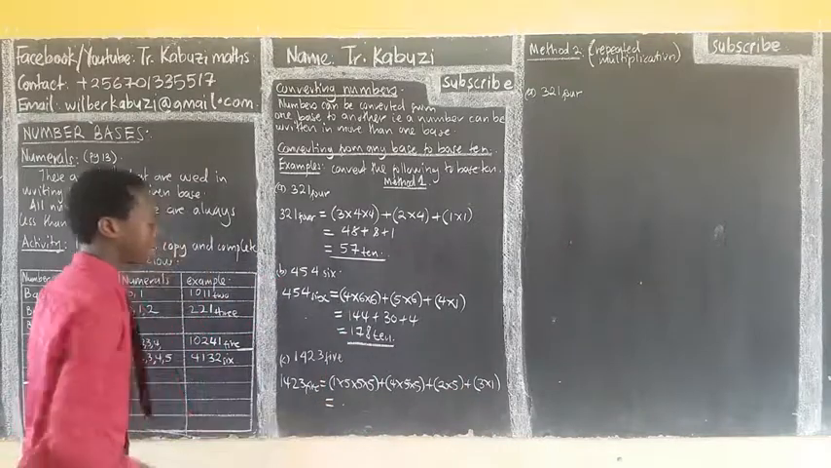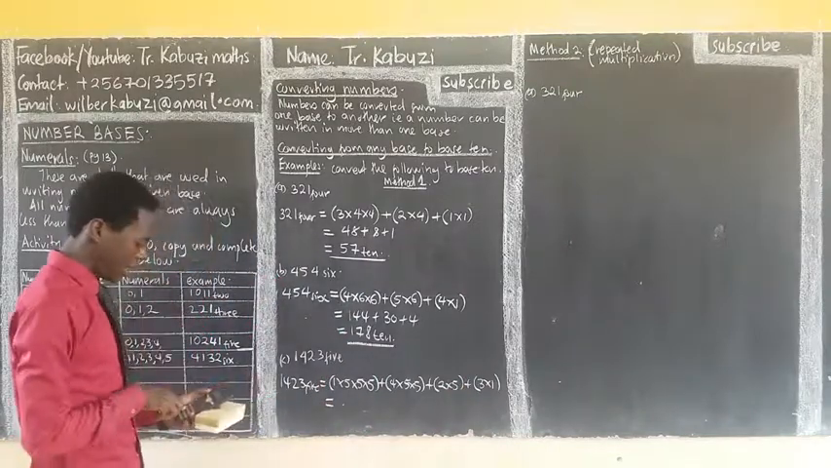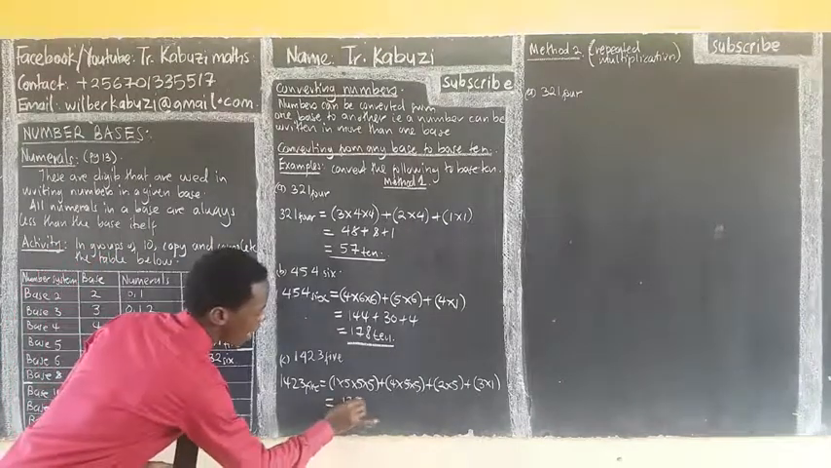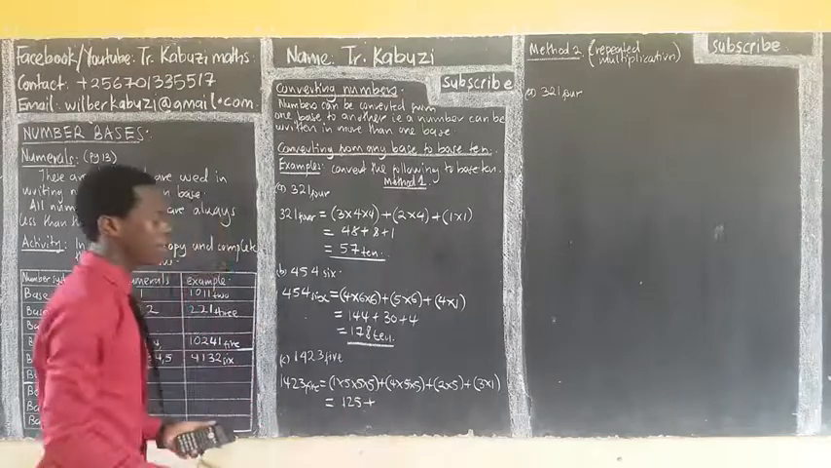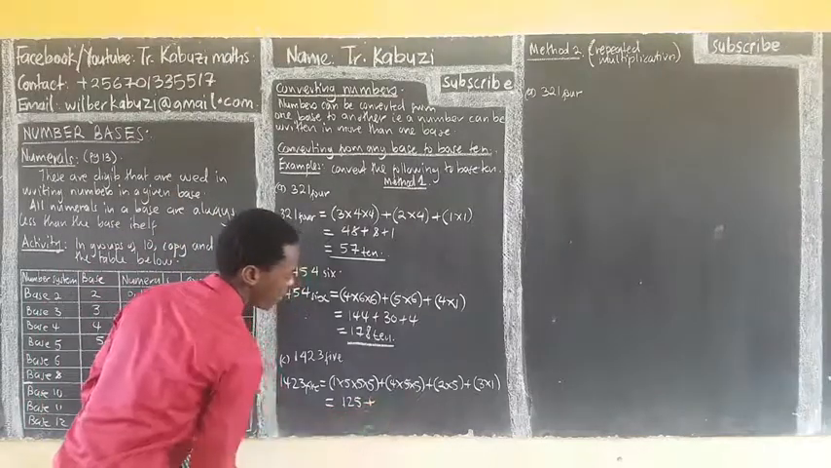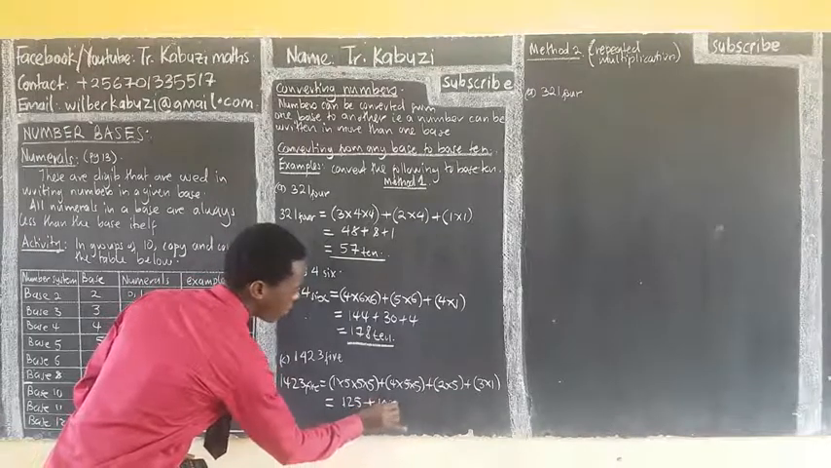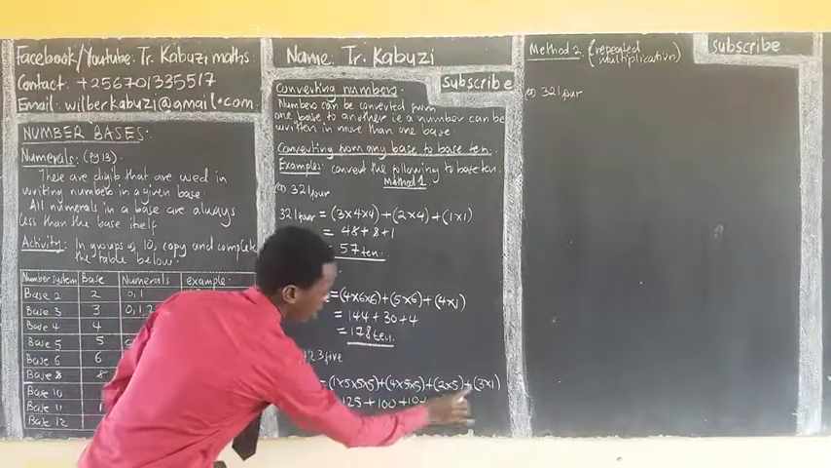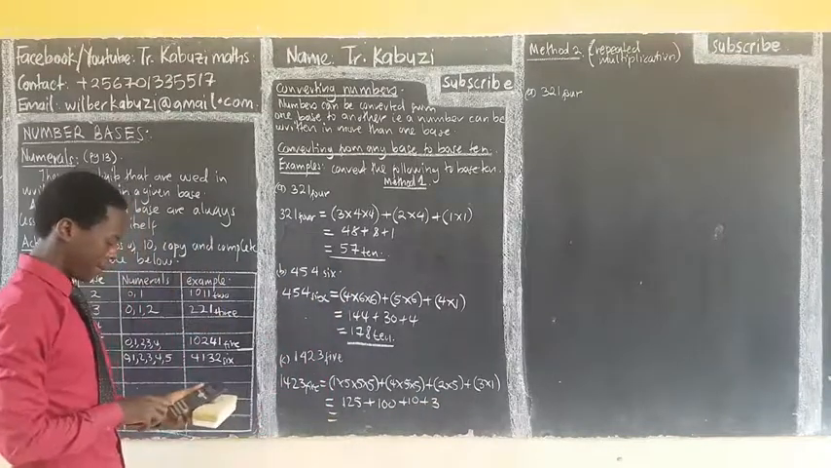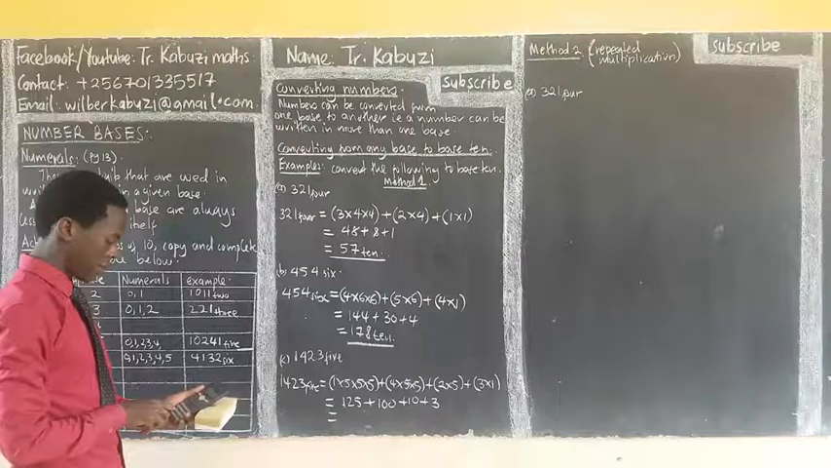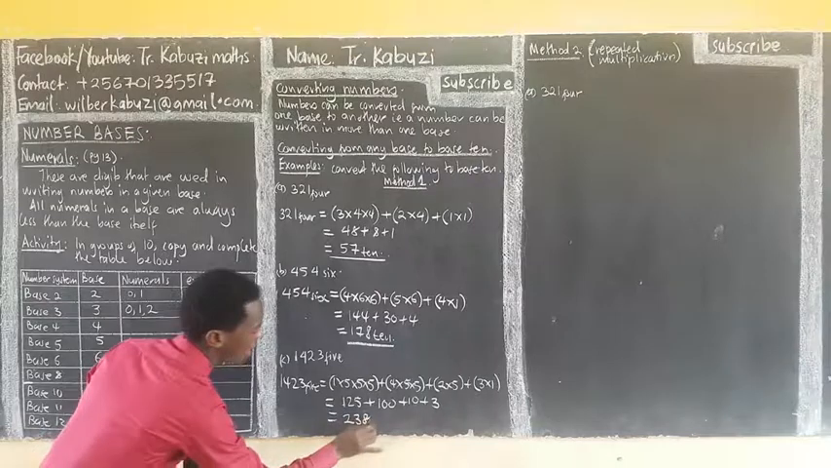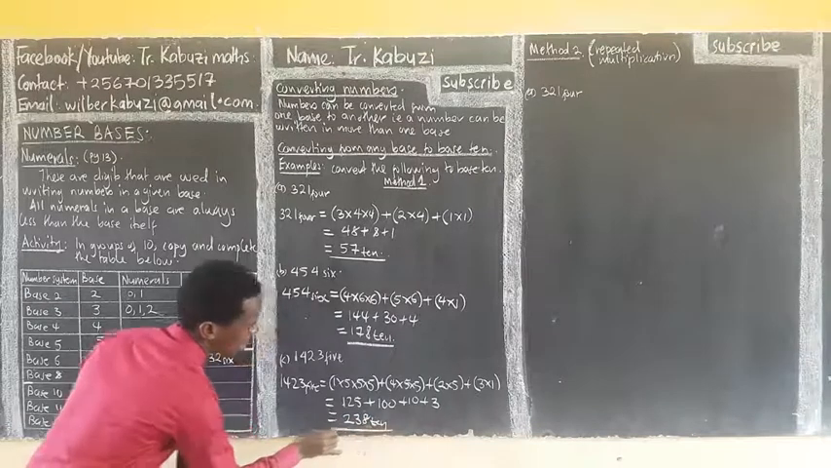So can you simplify this? This one is going to give me 125, I think. Yep, 125, then plus that will be 25 times 2. This will be 25 times 4. That is going to be 100 plus 10, then 3 times that. You get that. So you can simplify. So here I'm getting 238, and this is going to be in base 10.